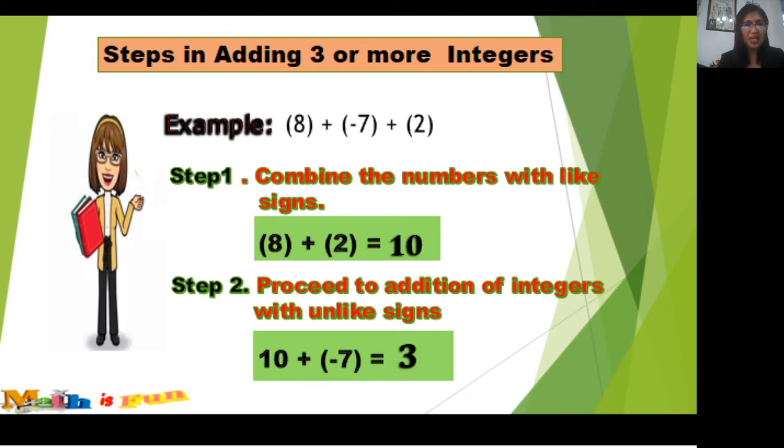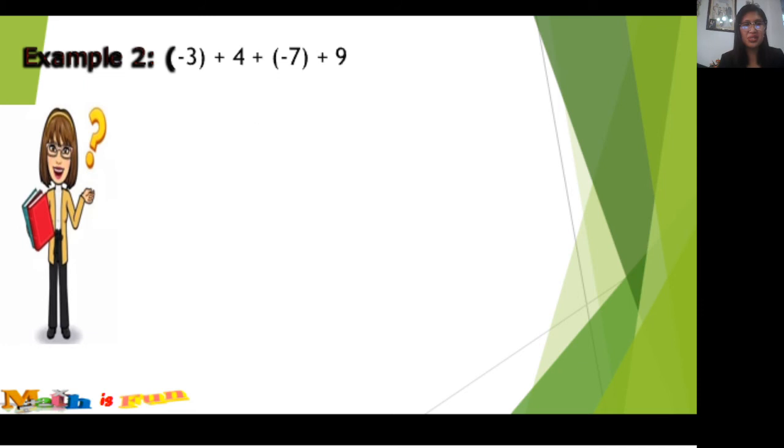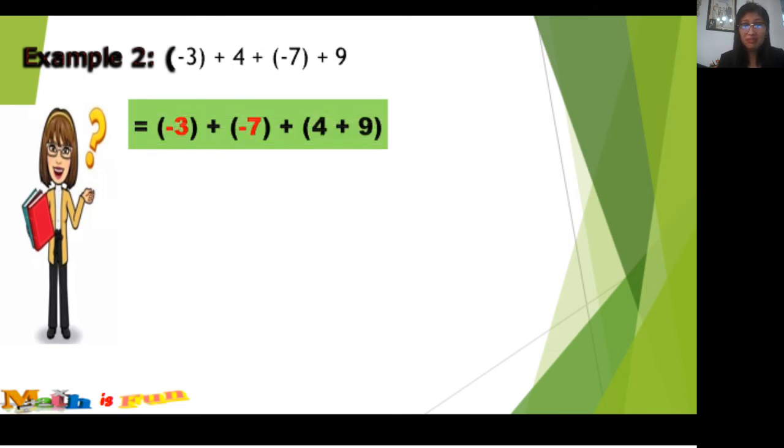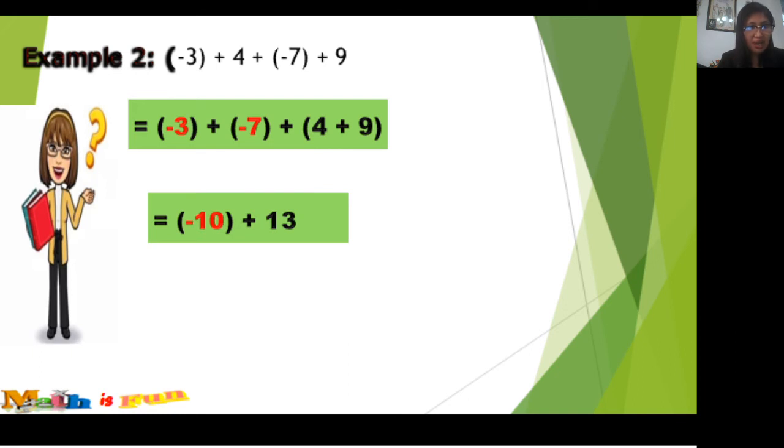Alright, so let's have another example for 3 or more integers. Negative 3 plus 4 plus negative 7 plus 9. What should we do first? Combine the integers with like signs. So, negative 3 plus negative 7, then 4 plus 9. So, we have negative 10 for negative 3 plus negative 7. Then 4 plus 9, we have 13.